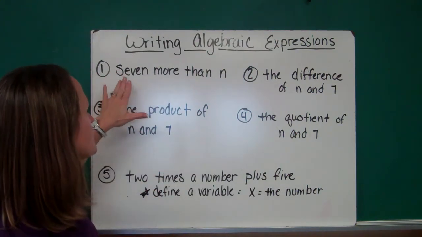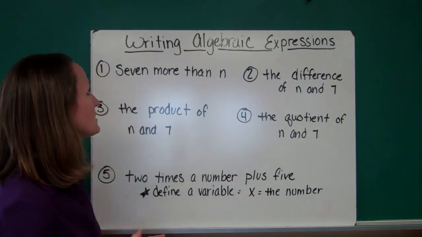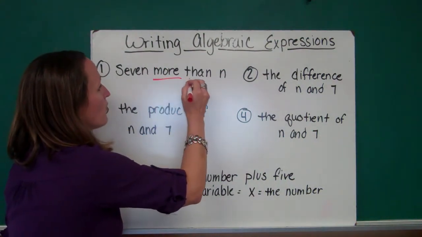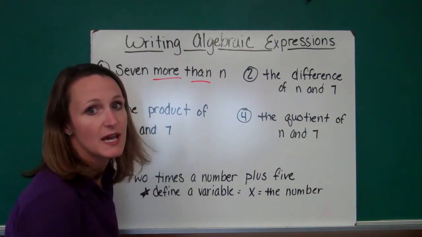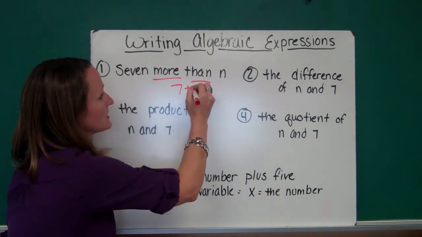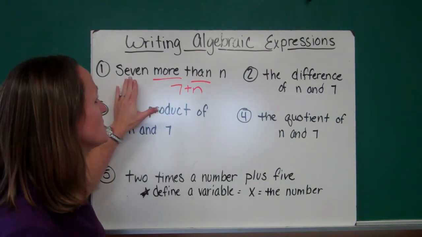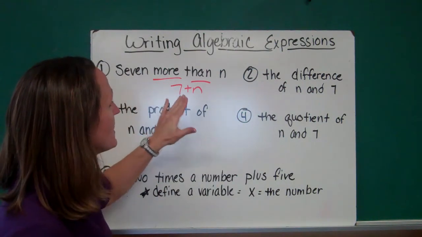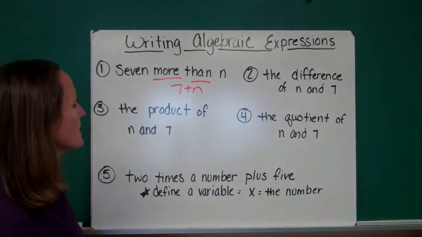So let's start with this. 7 more than a number. Right here our keywords are more than. If we look back at our chart, more than tells us to add. So our expression here would be 7 plus n. n stands for our number. We have 7, so we would say 7 more than n is 7 plus n. 7 more than a number.